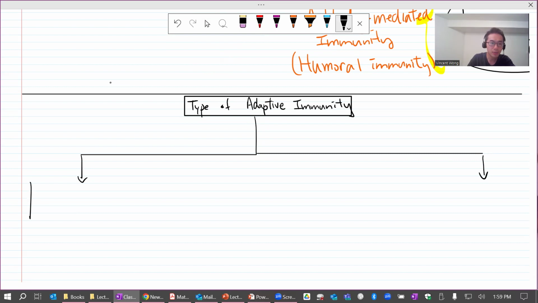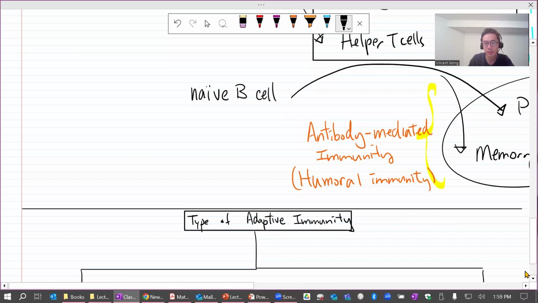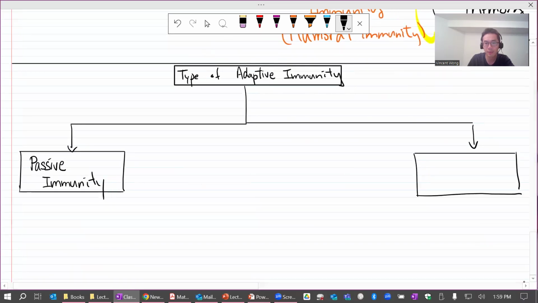So over here we have what we call the, which one is it? I'm just thinking which one to do first. Let's do passive immunity. And the opposite of passive immunity is, of course, active immunity.